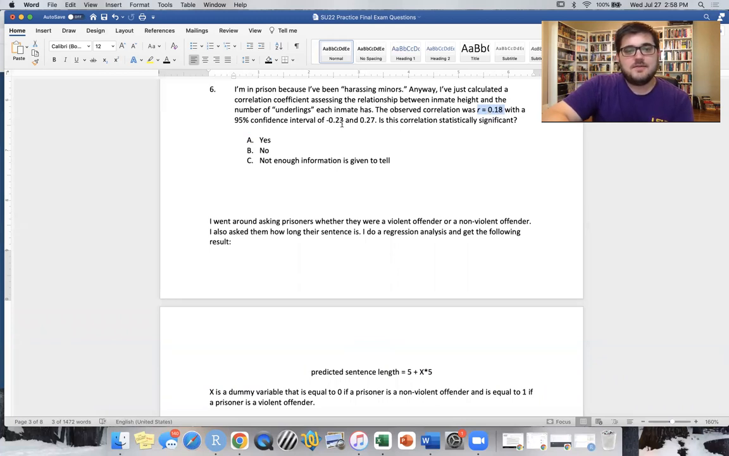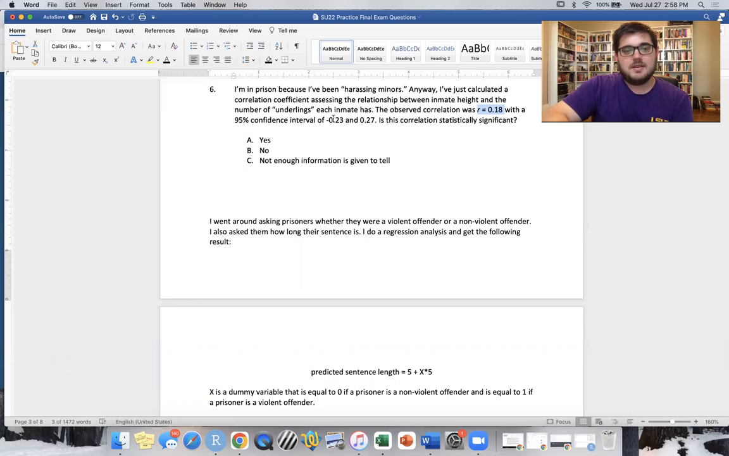That's because the 95% confidence interval says, yes, you observed 0.18 as your point estimate for correlation, but that could have been as low as negative 0.23 or as high as 0.27. Between the bottom end of the interval and the top end of the interval is 0, meaning 0 is one of the numbers that are kind of in play as a possibility. So we cannot reject the null hypothesis.